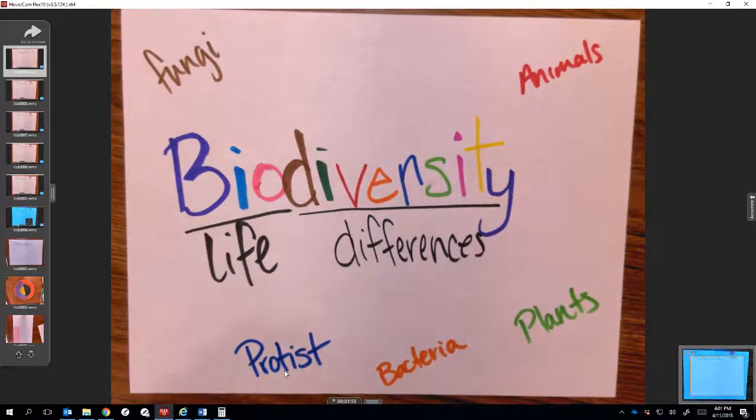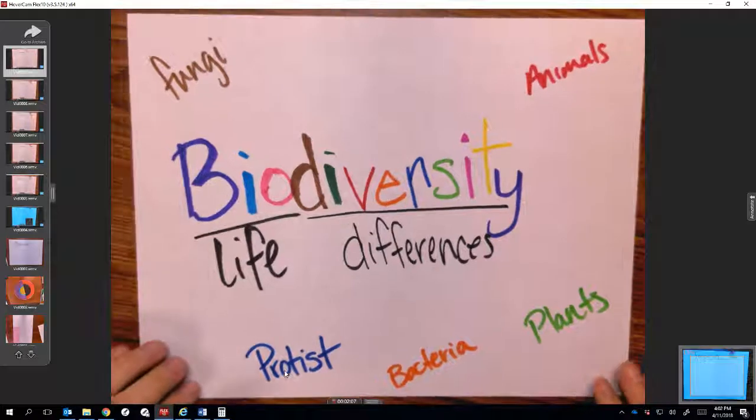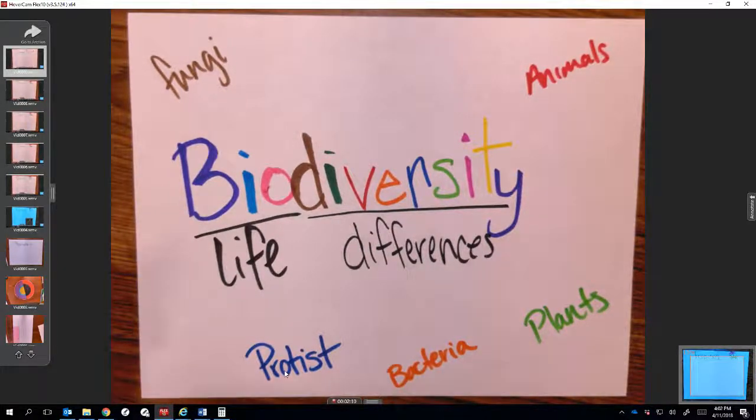So as we're talking about biodiversity, we're actually going to tie in energy in an ecosystem by talking about food chains, food webs, and energy pyramids. The thing about biodiversity that's important to know is that the more living things you have, the more organisms you have, the more biodiversity that you have.